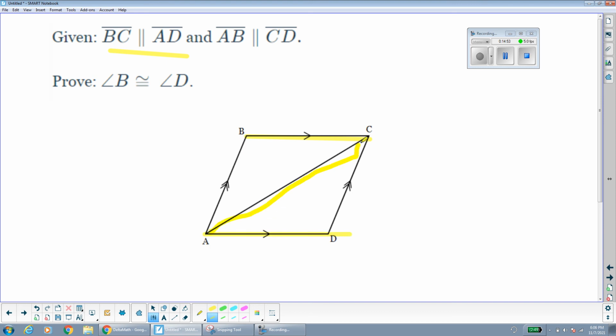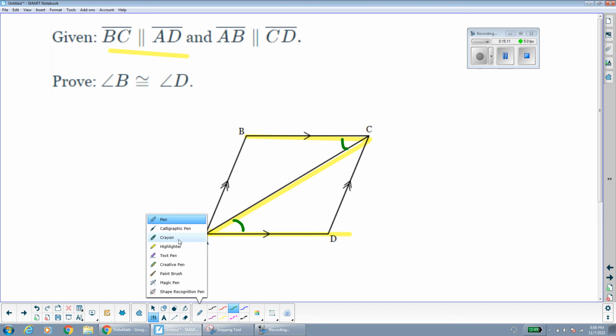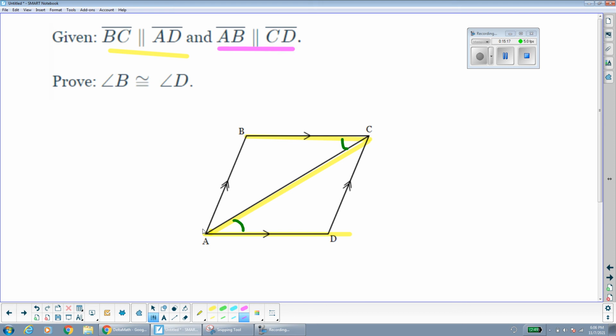And just like example number 1, we have a Z letter here. So the angles that are inside the corners of the Z are alternate interior angles, and we know that they're congruent because the lines are parallel. We also have a second set of parallel lines. So that's AB and CD. So I'm going to highlight those next.